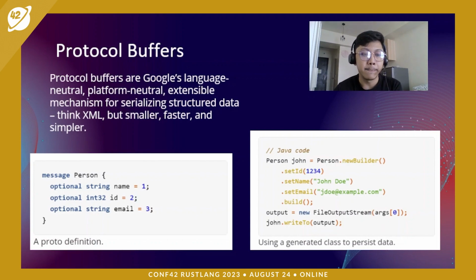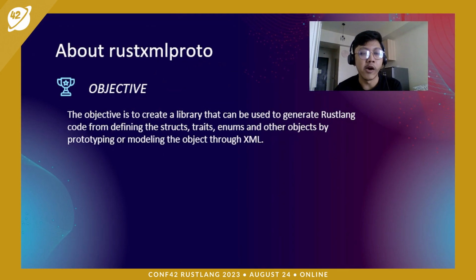In our project, XML structure or format is used for the prototype instead. Now, rustxmlproto's main objective is to create a tool or library that can auto-generate Rust code from struct, traits, enum, and other object definitions by modeling them through XML. There are other auto-generating tools for code that I've encountered, starting from my previous company until the current company, but I haven't seen anyone yet that uses the Rust language for it and for the purpose of generating Rust code.